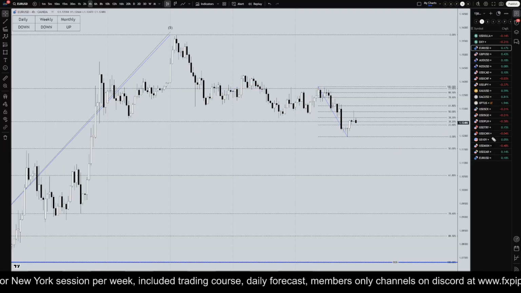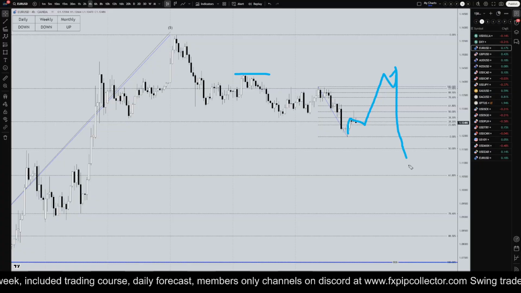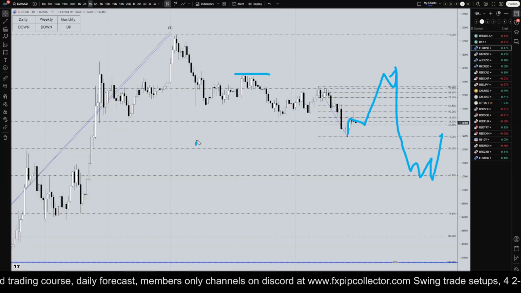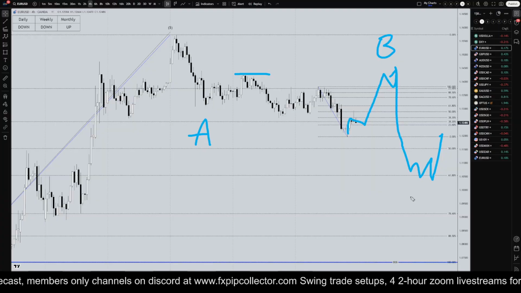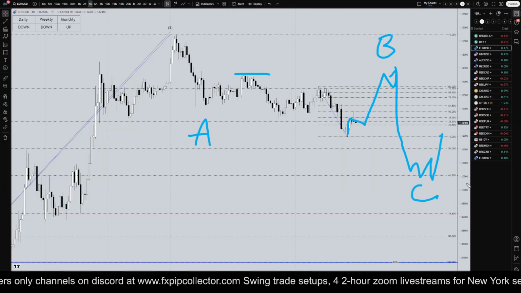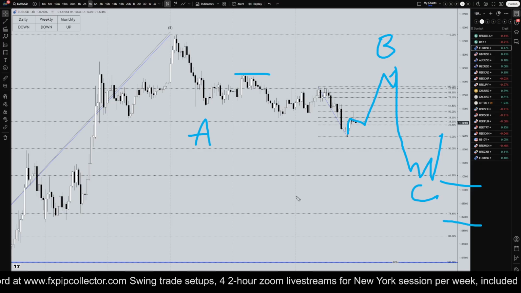But I also could see that maybe this is like an expanding and it goes up and takes out these highs and then goes down and makes a wave C. Figuring out exactly how a correction is going to play out is pretty difficult. I'm very confident we're going to go down to at least a 61, 78%. How exactly we're going to get there is the question.